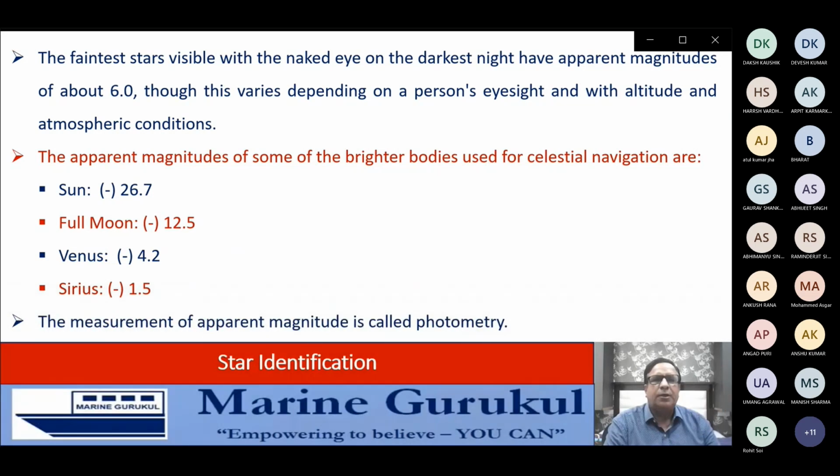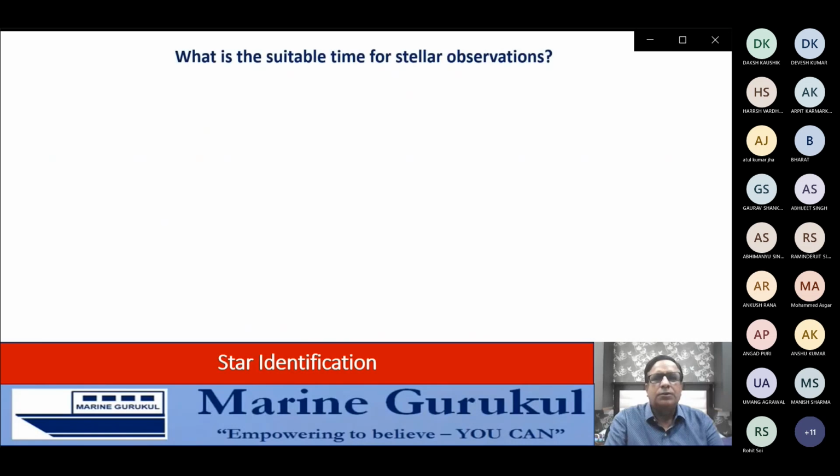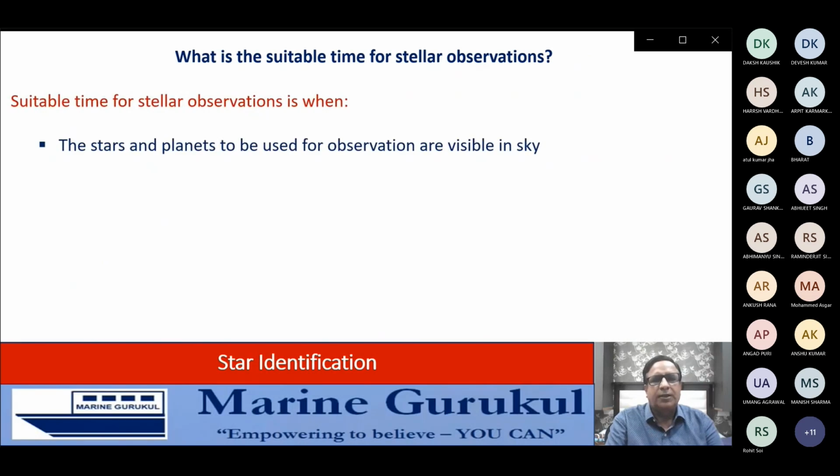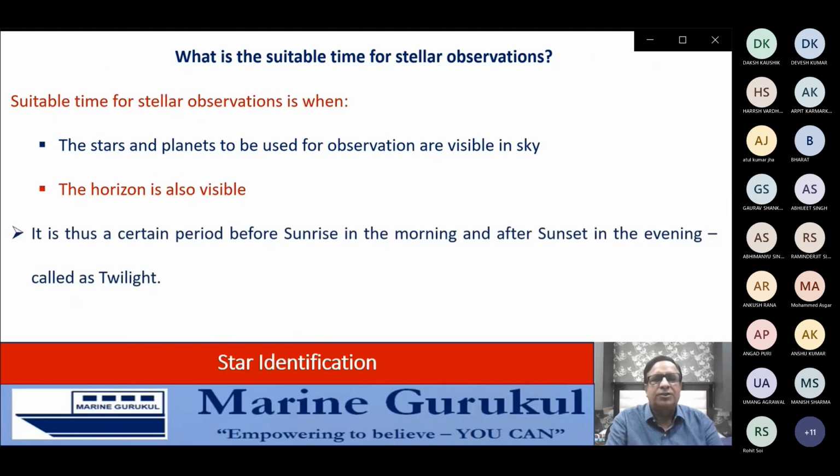The measurement of apparent magnitude is called photometry. What is the suitable time for stellar observations? Obviously, the suitable time shall be when the stars or the planets are visible in the sky, and so is the horizon of the observer. Why? Because the observations have to be made with respect to the observer's horizon. So to meet both these conditions, the suitable time shall be a certain period before sunrise in the morning and a certain period after sunset in the evening. And this period is referred to as twilight.